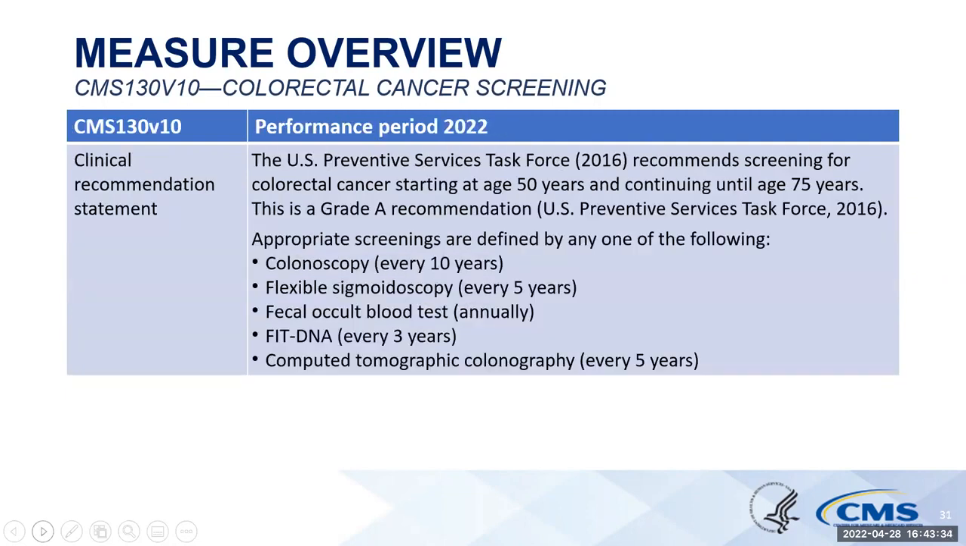At a high level, the clinical recommendation for CMS 130 recommends screening for colorectal cancer starting at age 50 and continuing until age 75. Acceptable screenings include a colonoscopy, flexible sigmoidoscopy, fecal occult blood test, fecal immunochemical test or FIT DNA, and CT colonography.